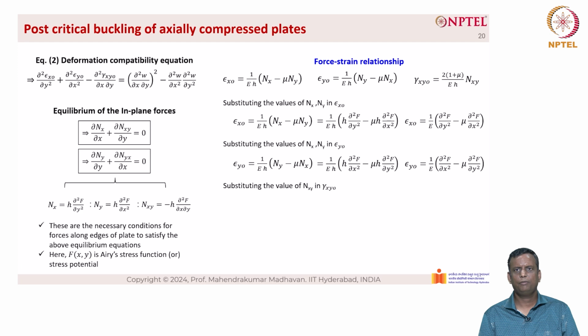Now substituting the value of Nxy in gamma xy naught, we have gamma xy naught equal to 2 into (1 plus mu) divided by EH into Nxy, which is equal to 2 into (1 plus mu) divided by EH into minus H into ∂²F/∂x∂y, which simplifies to minus 2 into (1 plus mu) by E into ∂²F/∂x∂y.